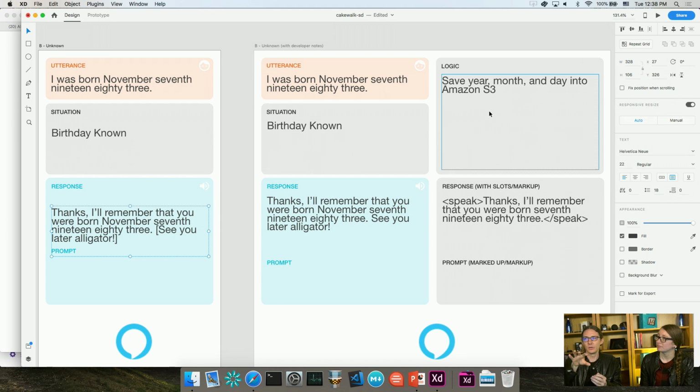And so what we're going to do is save this into S3. People may be asking, well, why not DynamoDB? The reason we're using S3 in this situation is because we're going to be using Alexa hosted, and Alexa hosted doesn't support DynamoDB, so we're going to be using Amazon S3. On Thursday's stream, we're going to be walking through how you would save into S3.